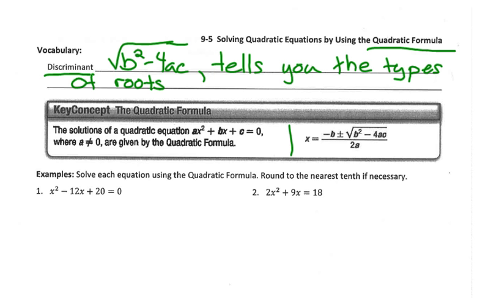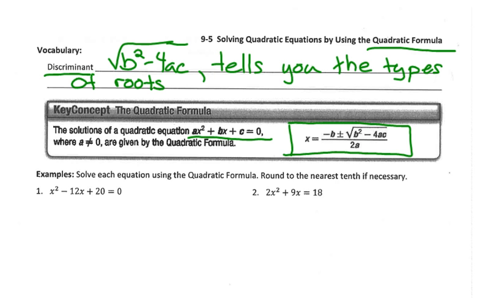So here is the quadratic formula. It's negative b plus or minus the square root of b squared minus 4ac, all over 2a. And again, a, b, and c come from your equation. So in this one, you have to get it set equal to 0. Okay, so if you're going to use the quadratic formula, you have to have one side equal to 0. However, you don't have to have your leading coefficient be 1. That happens when you're trying to complete the square.